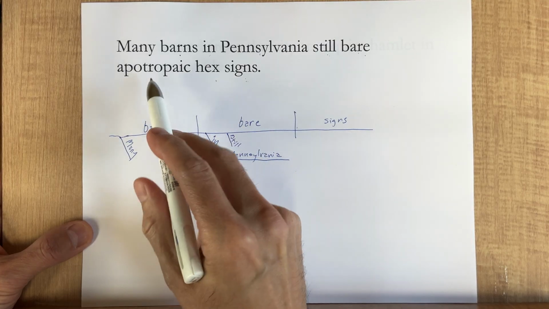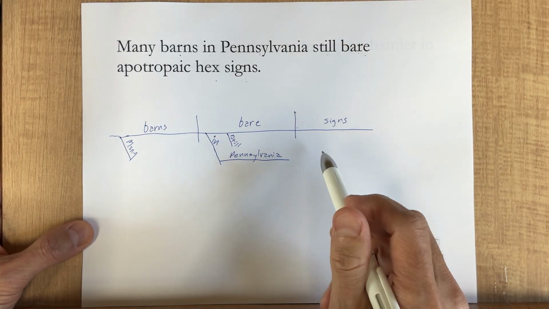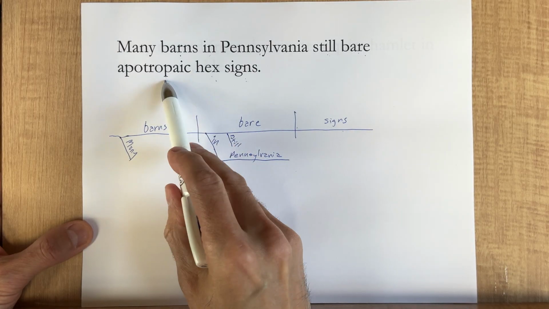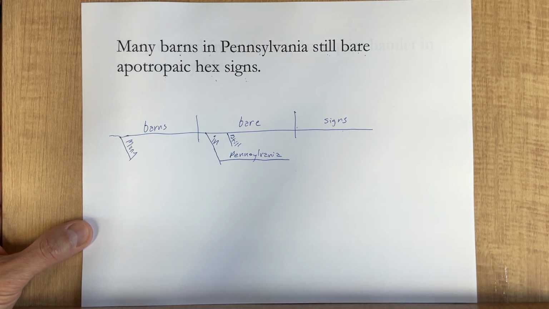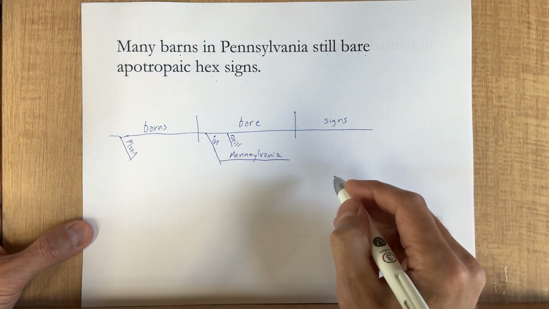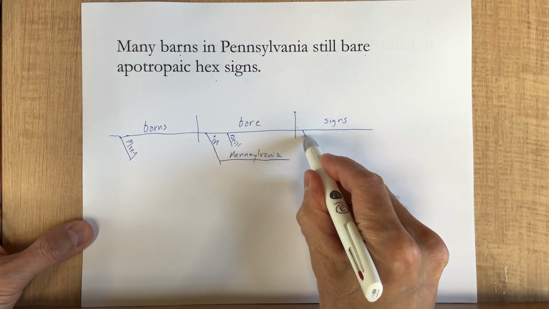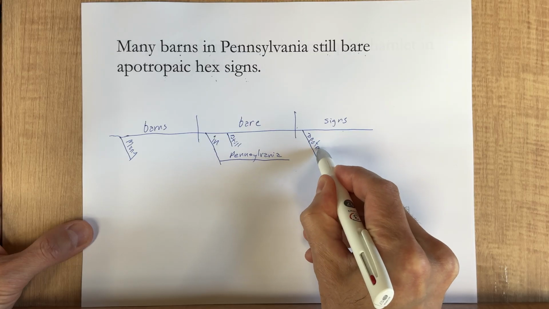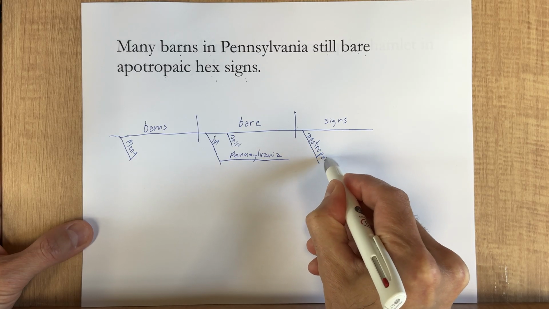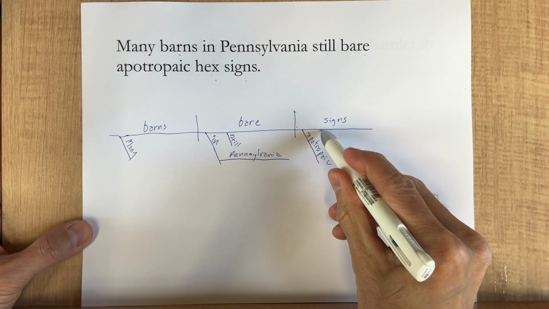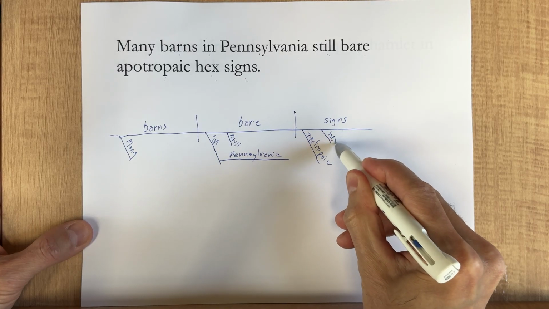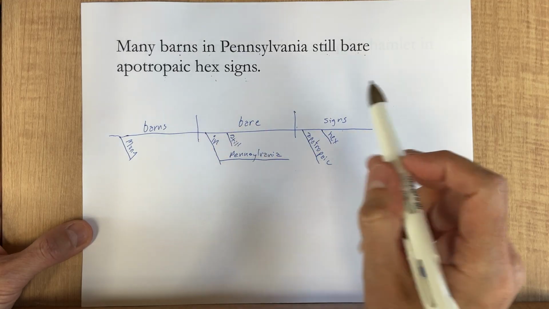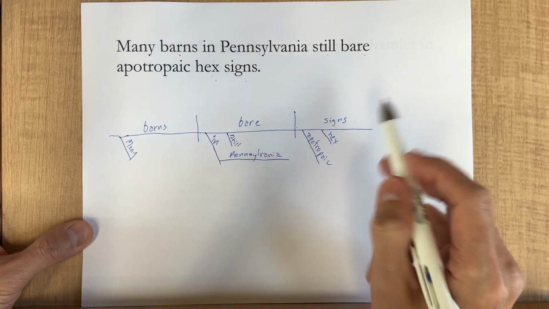All right, and now we've got signs. Signs is our direct object, but you have apotropaic and hex signs. These two are describing the types of signs. So they're both adjectives. So they branch off here. And hex. See how that works out? Many barns in Pennsylvania still bear apotropaic hex signs.